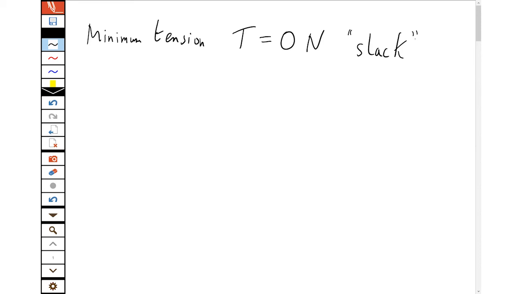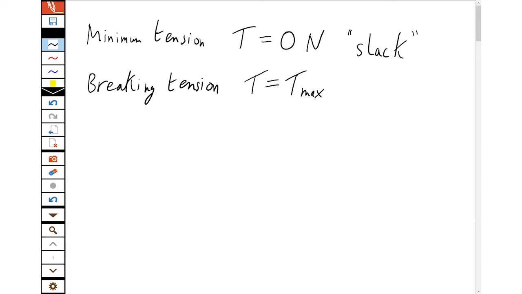Other than that, sometimes they'll tell you the maximum tension in a problem, which is a breaking tension. So they say, oh, the tension in this rope can go up to 400 newtons. So then you would just say, okay, that's the value of tension. Let's see what that gives me there.